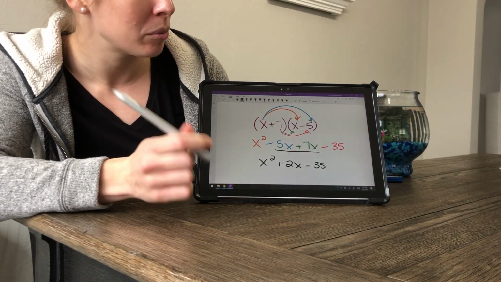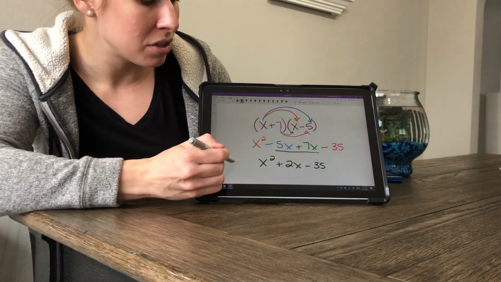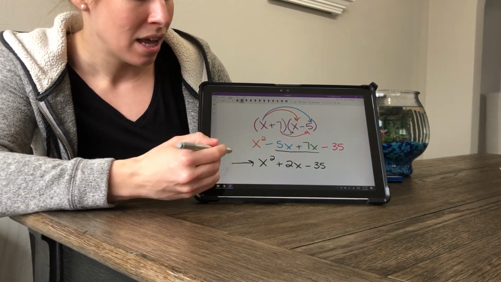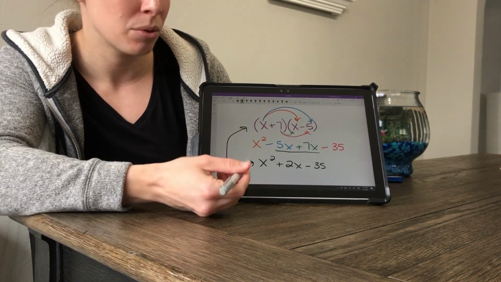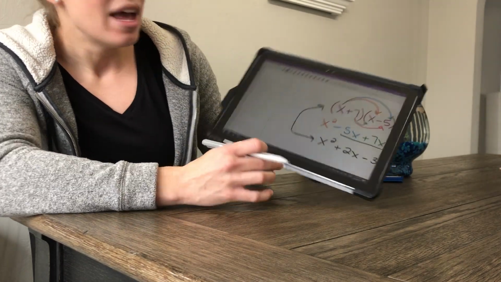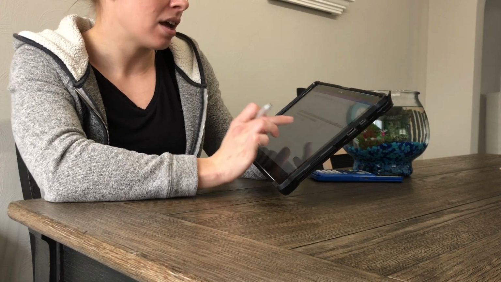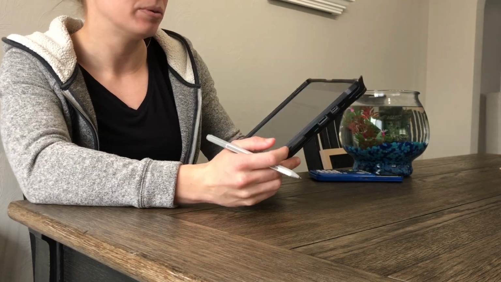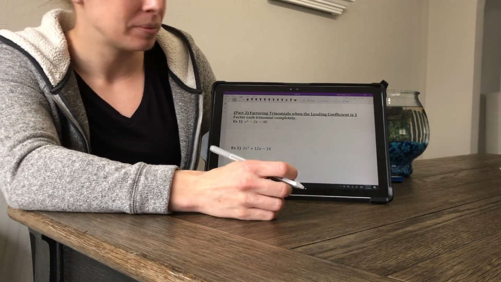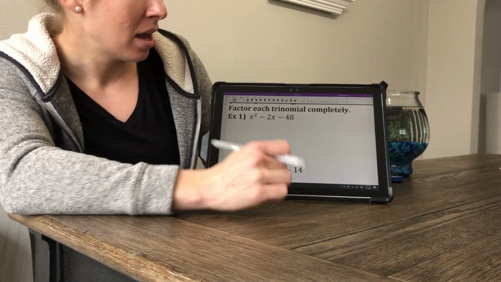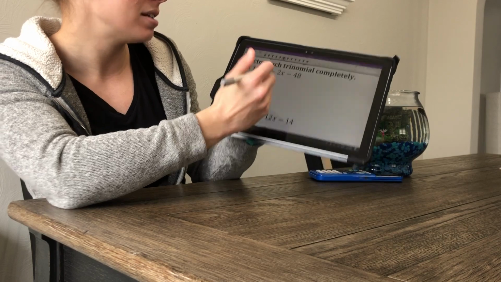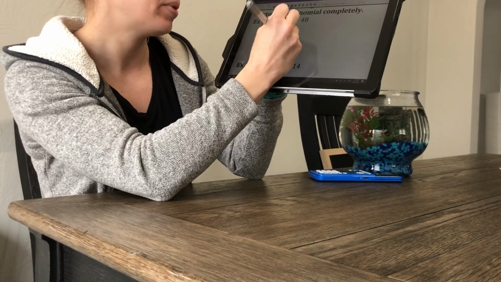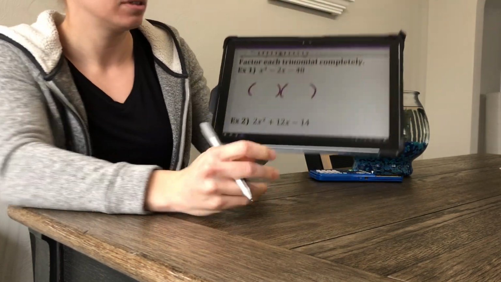Okay, that's really important for what we're doing today, because we're going to start with this trinomial and say, well, how do I go from here and end up here? Okay, so we're working backwards today. And I've got hopefully an easier method to help you visualize that as we go. But let's look at number 1. x squared minus 2x minus 48.